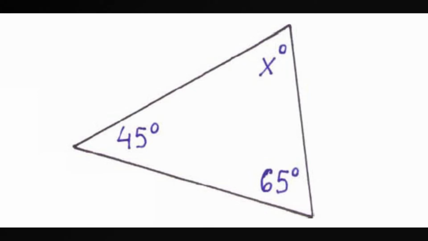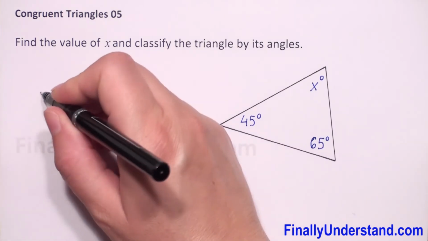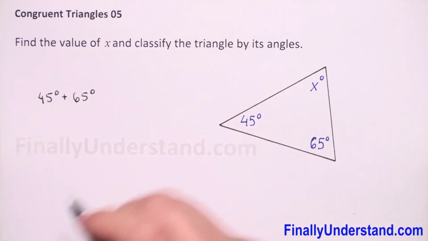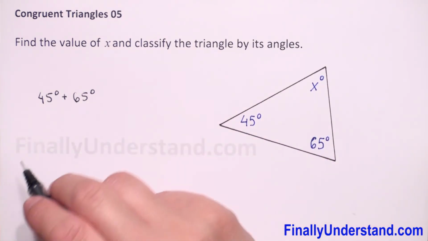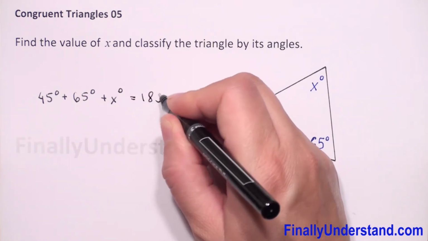Find the value of x and classify the triangle by its angles. We know that the sum of measures of the interior angles of a triangle is 180 degrees. So we can write the equation that we have given here: 45 degrees plus 65 degrees plus the third angle, x degrees, is 180 degrees.